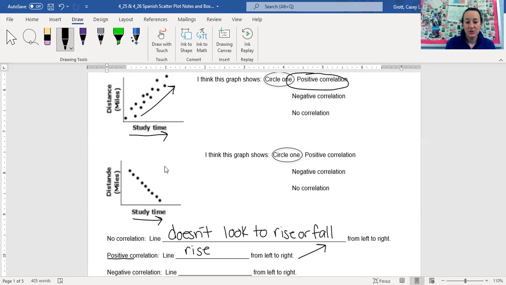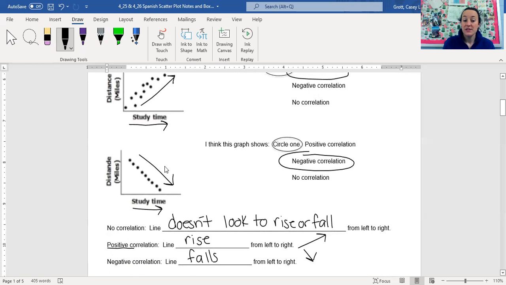Which means our negative correlation, the line seems to fall from left to right, so it's going down. If we look at this graph, we're going down. This was our negative correlation. This is what we're going to focus on.